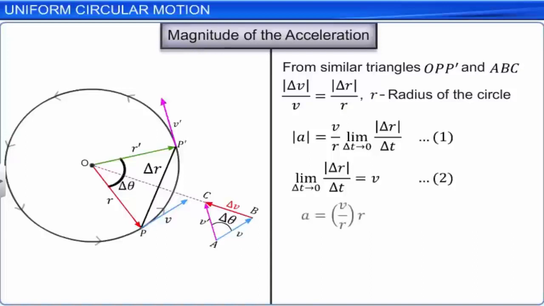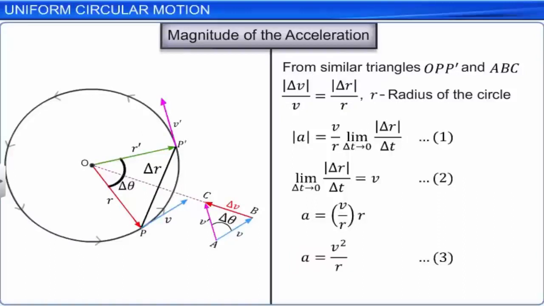The acceleration of a body moving with a constant speed v in a circle of radius r has a magnitude v square by r, and it always acts radially directed towards the center of the circle. This acceleration is called centripetal acceleration. The word centripetal refers to center seeking.